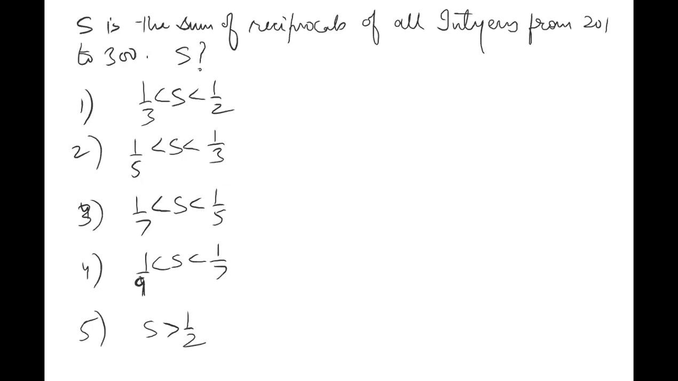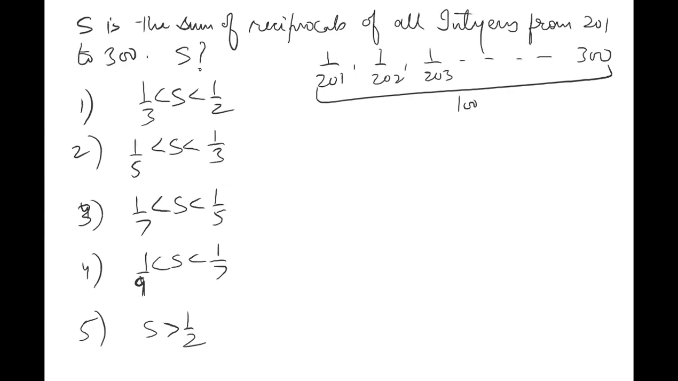Okay, any answers? So what answer is option A? Any other answers? A. Okay, again, same situation. We need to find range for the sum. So it's like 1 by 201, 1 by 202, 1 by 203 till 300. Okay, these are 100 terms.